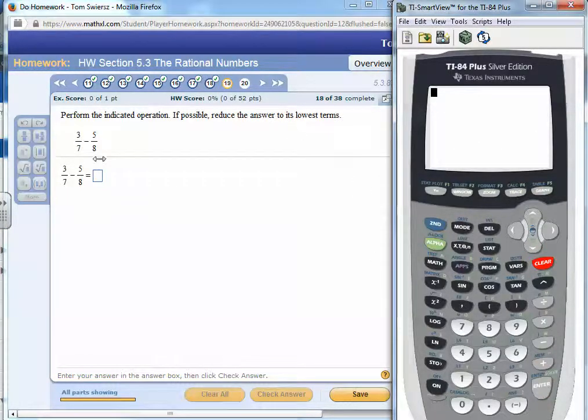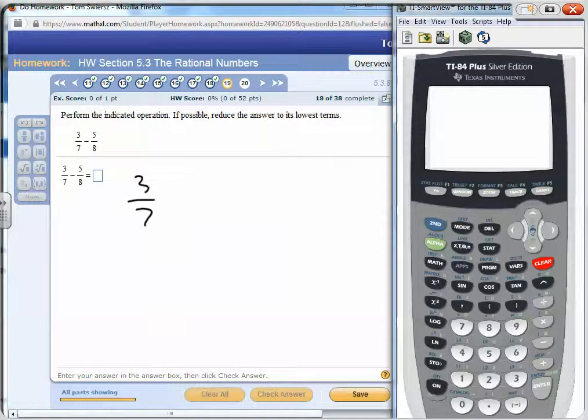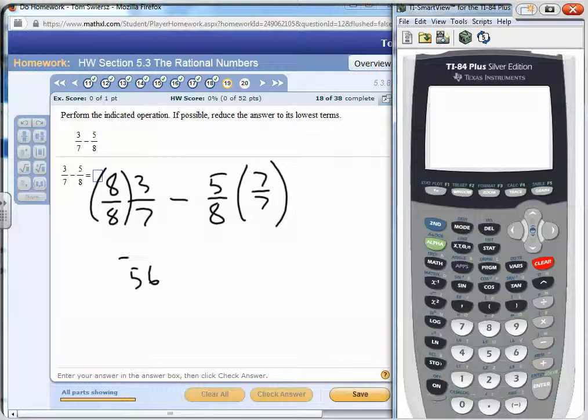All right, 3/7 minus 5/8. Okay, again, nothing's common among 7 and 8. So the common denominator for 3/7 minus 5/8 will be 56. So we'll multiply this by 8/8, this fraction by 7/7. 8 times 7 is 56. 8 times 3 is 24. 8 times 7, again, 56 in the denominator.